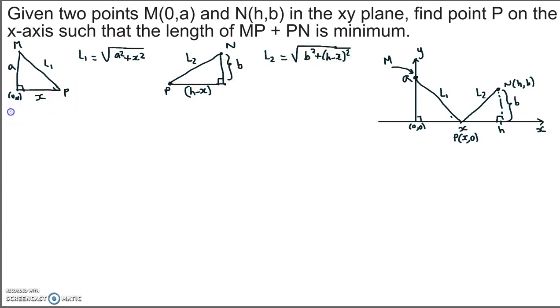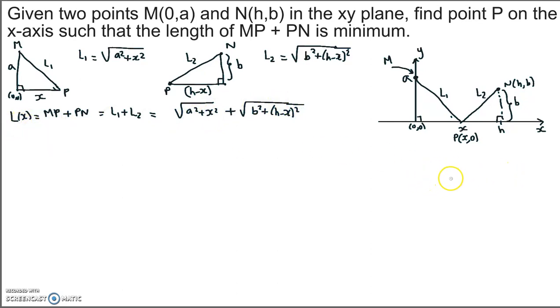So let's call the length that we're trying to minimize L of X. So L of X is MP plus PN, which is equal to L1 plus L2, which equals the square root of A squared plus X squared plus L2, which is the square root of B squared plus H minus X squared. So we want to find the value of X that causes L of X to be minimum. So how are we going to do that? We're going to do that through differentiation.